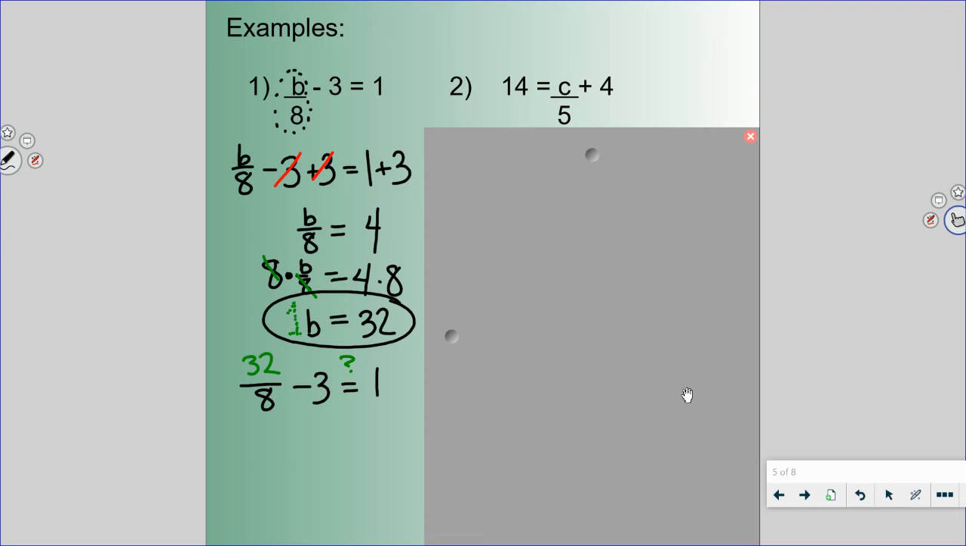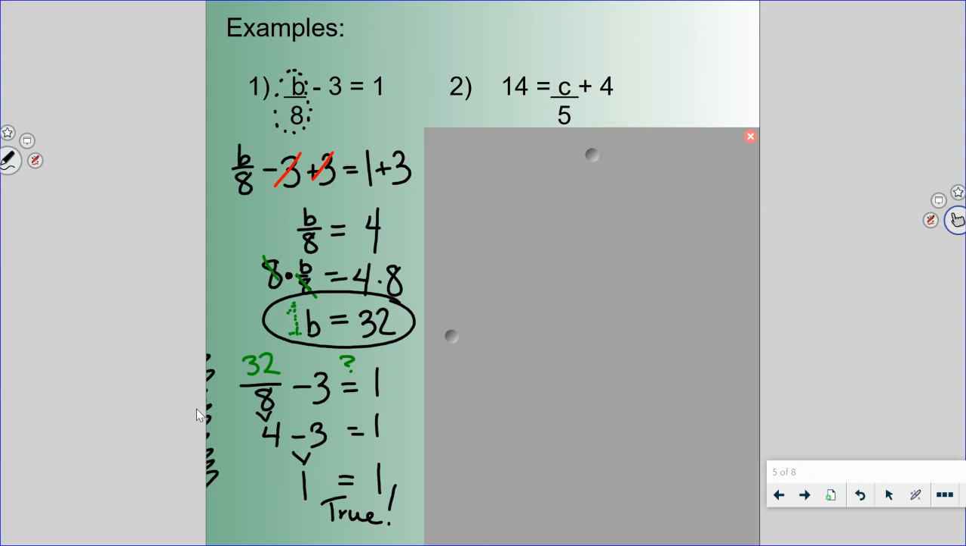So let's go ahead and check it. 32 divided by 8 is 4. 4 take away 3. No fake checking, ladies and gentlemen. Really do the computation. And if that means for a moment you have to cover up that right side and do the left side and then say, okay, is that in fact a true equation, a true statement? In this case, of course it is.